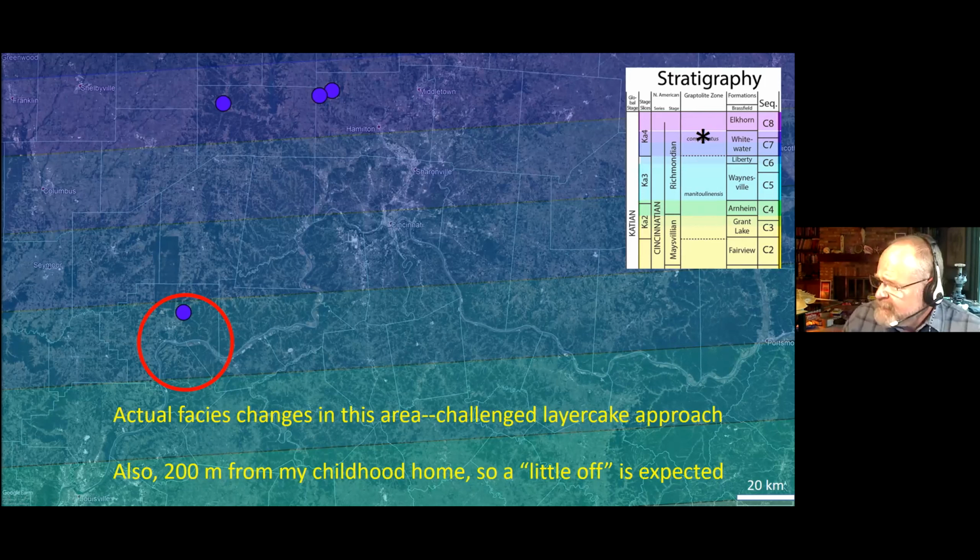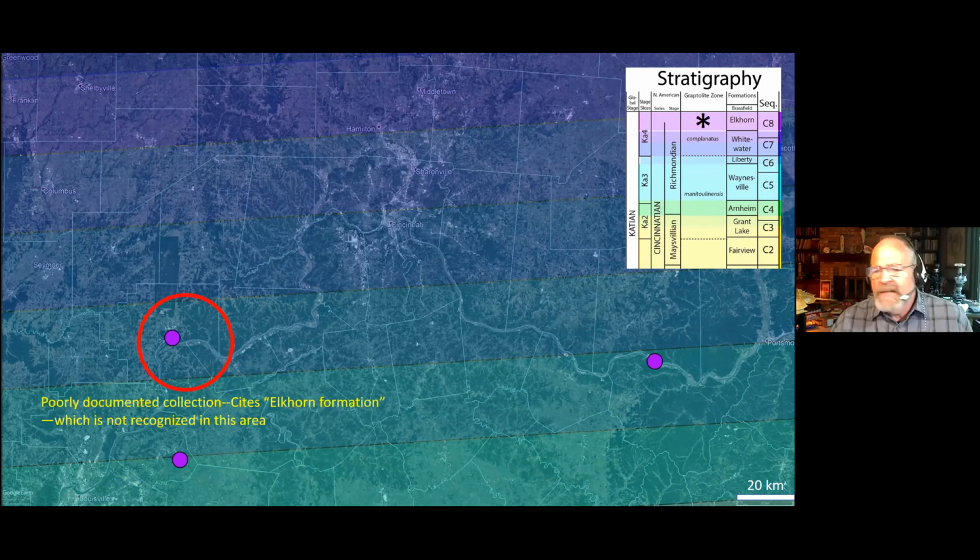Now, also, this is like 200 meters from my childhood home, and so we expect it to be a little off. And then down here, in the Elkhorn, again, this is the original right here on the right, is the big occurrence that was written up by Castor and is the basis for the entire reconstruction. And it roughly tracks all the way across to the other side of the outcrop. In the middle, we don't have anything that age, by the way. It's all eroded away. It's older. And again, we have this point that's very poorly documented in my hometown.